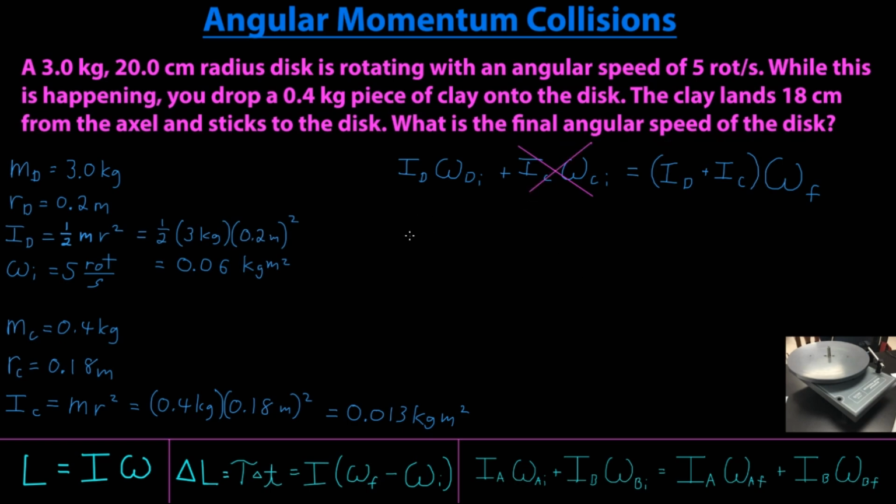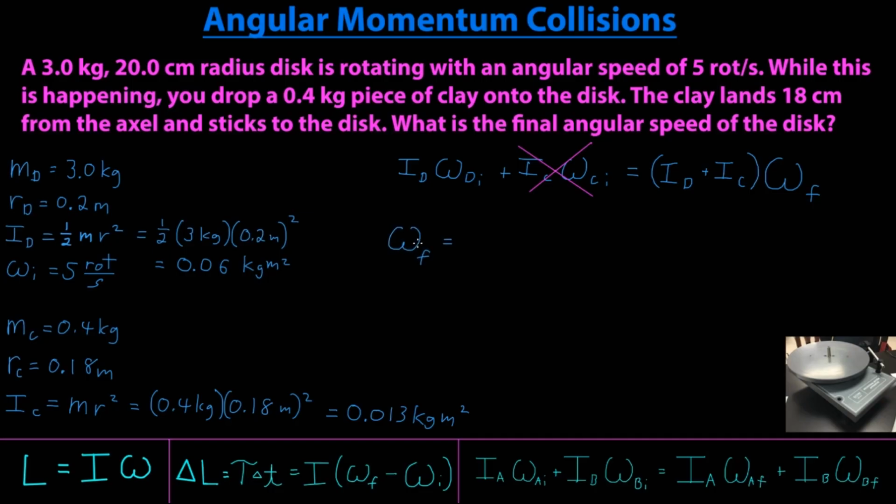Something else we should notice is setting up our red flag. If these two objects are sticking together and moment of inertia is increasing and momentum is conserved, that means the final angular velocity should decrease. So we should get less than 5 rotations per second.